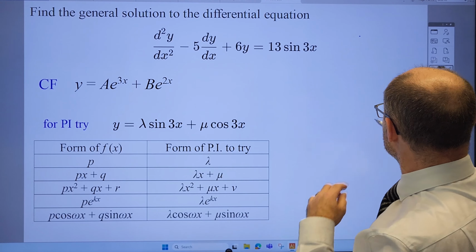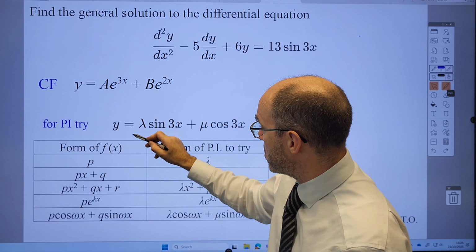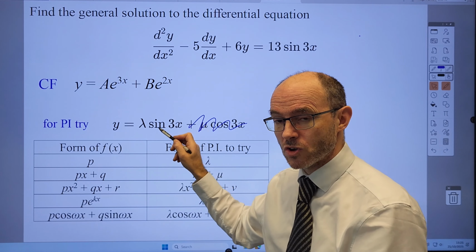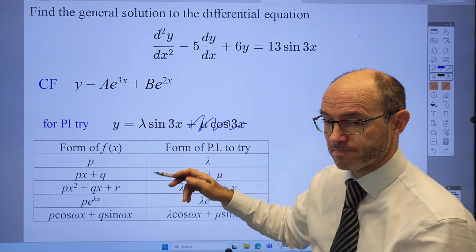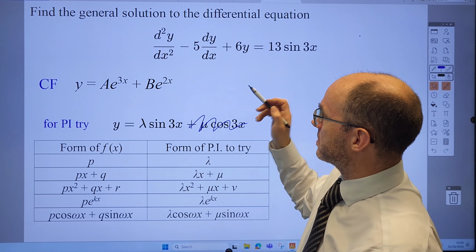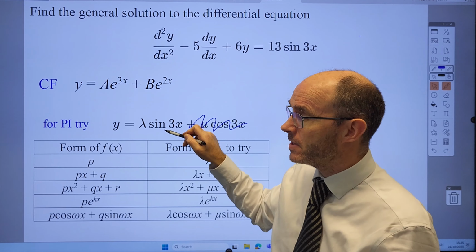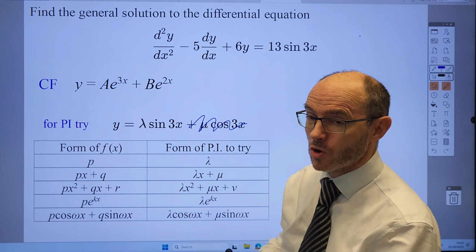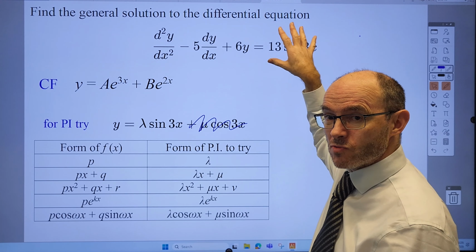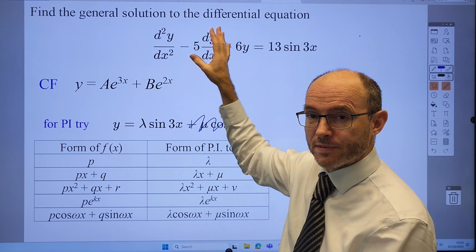Now, despite the fact it's only sine, you've got to try both of these as your particular integral. It's no good just trying lambda times sine 3x. You think why? I didn't give you much thinking time, but when you differentiate this, you're going to get something in terms of cosine. So when you substitute it back in here, you're going to get a cosine term, at least in here. And you need to have something on the right hand side to match that up. You need sine on the left and right, cosine on the left and right as well.